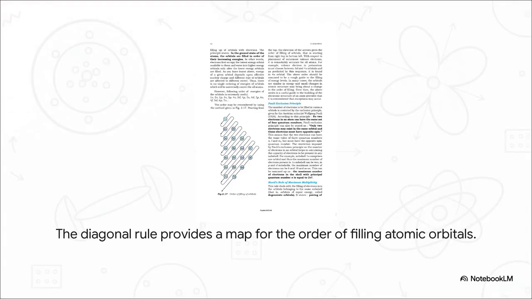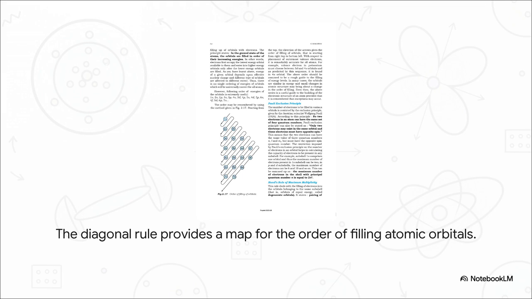Now, I know this diagram might look a little intimidating at first, but trust me, it's basically a treasure map for electrons. You just follow the diagonal arrows to see the exact order that the orbitals get filled. See? We start at the very top with 1s, then we follow the next arrow down, that takes us to 2s, the next arrow hits 2p, then continues on to 3s.